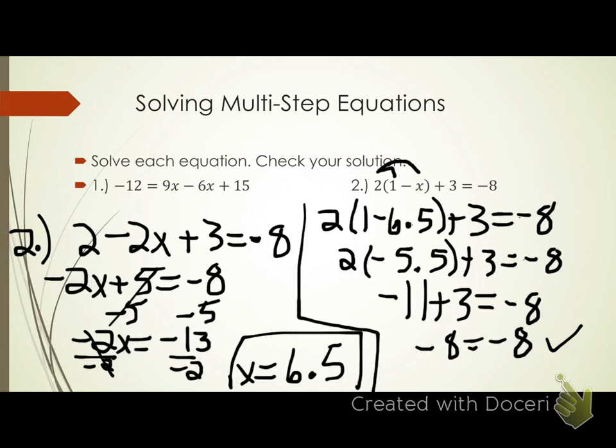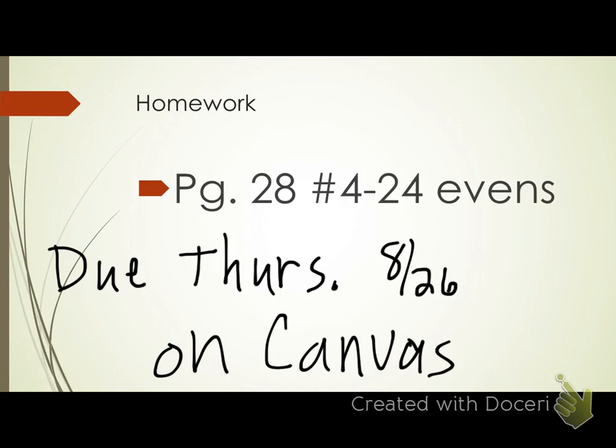Can I move on to the assignment? Okay, here's our assignment. Page 28, numbers 4 through 24, evens. So once again, you're only doing the even numbered problems between 4 and 24. So 4, 6, 8, 10, 12, 14, 16, 18, 20, 22, 24. That's 11 total problems, skipping the odds. This will be due Thursday, August 26th on Canvas.